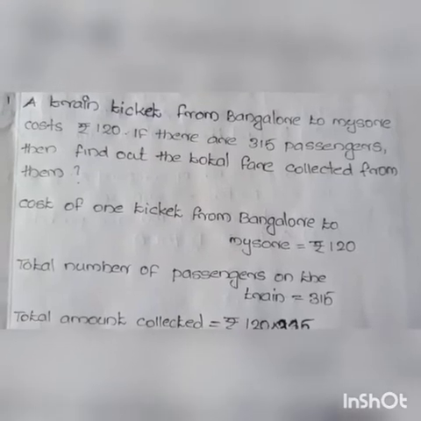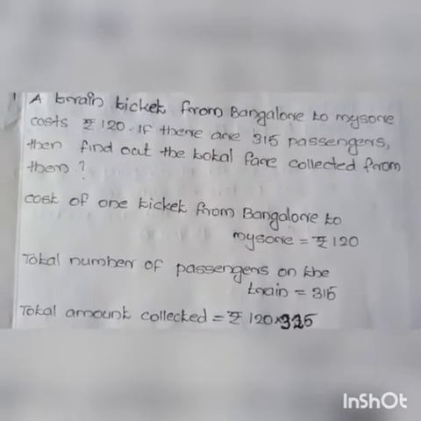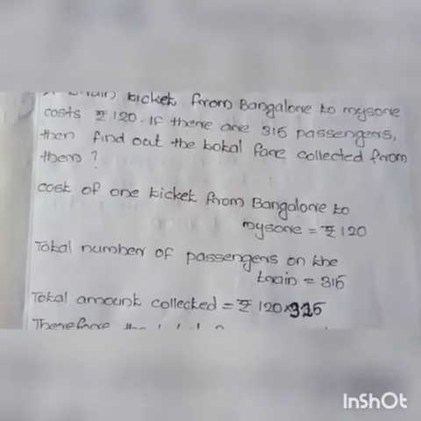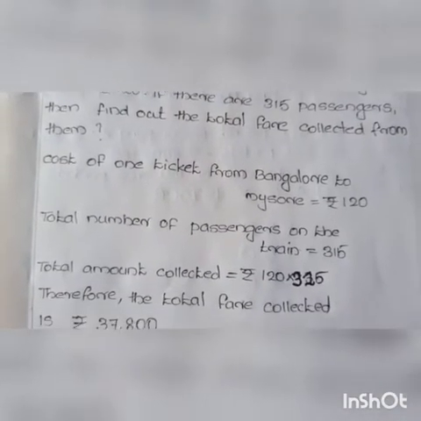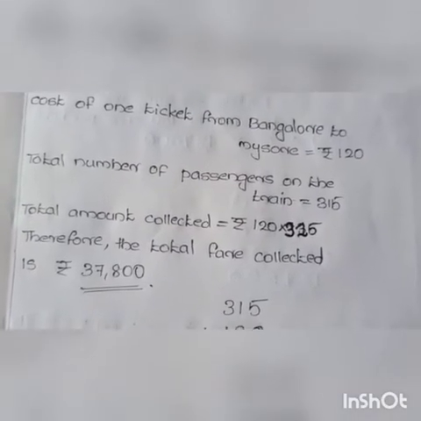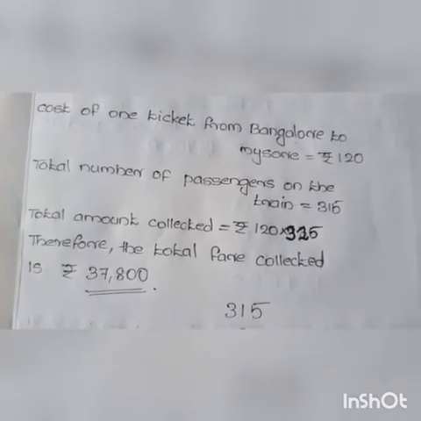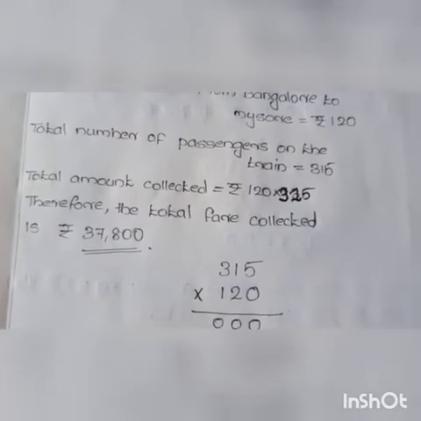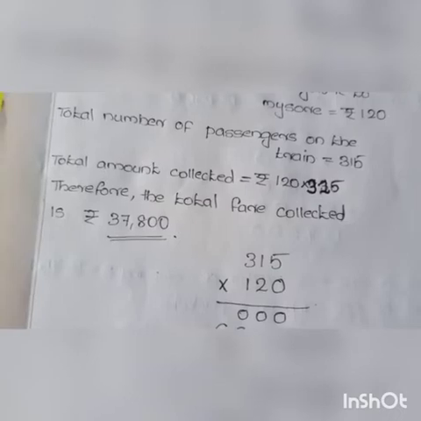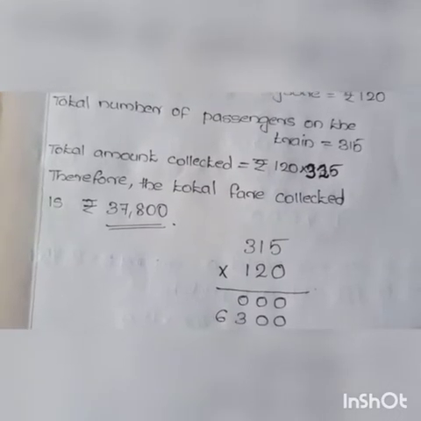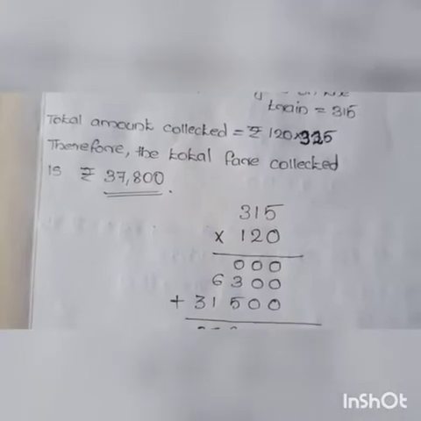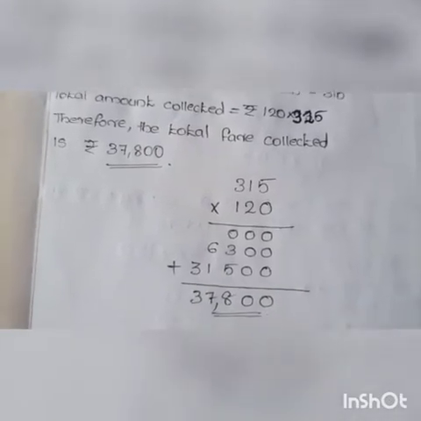First we write cost of one ticket from Bangalore to Mysore is equal to rupees 120. Total number of passengers on the train is equal to 350. Then total amount collected is equal to rupees 120 into 350. Then first we write according to their place values. Then we multiply 315 into 120.